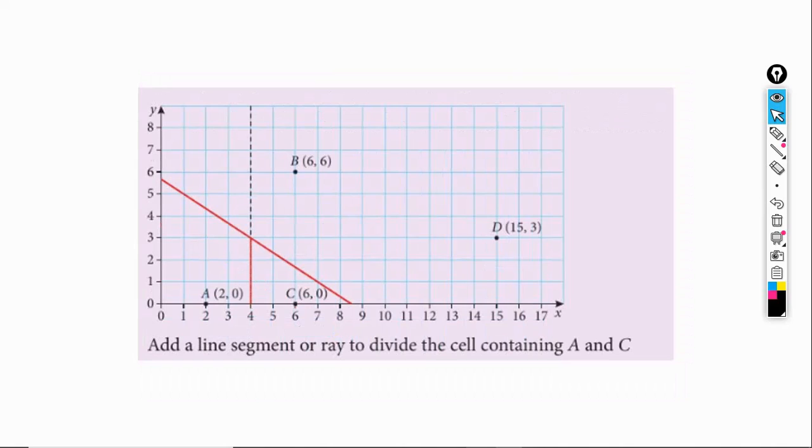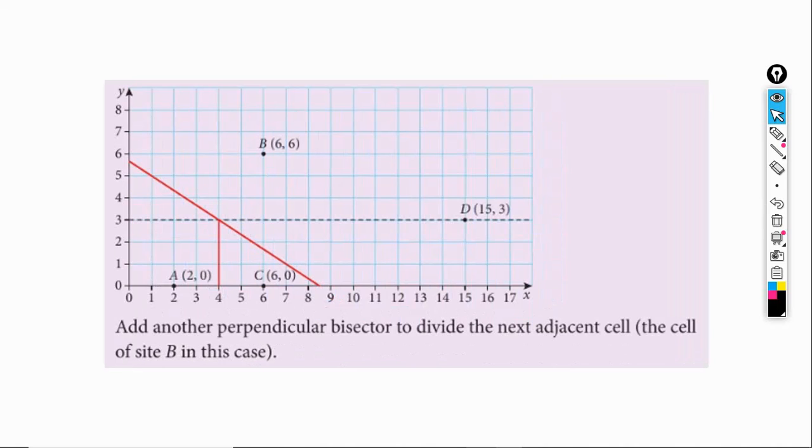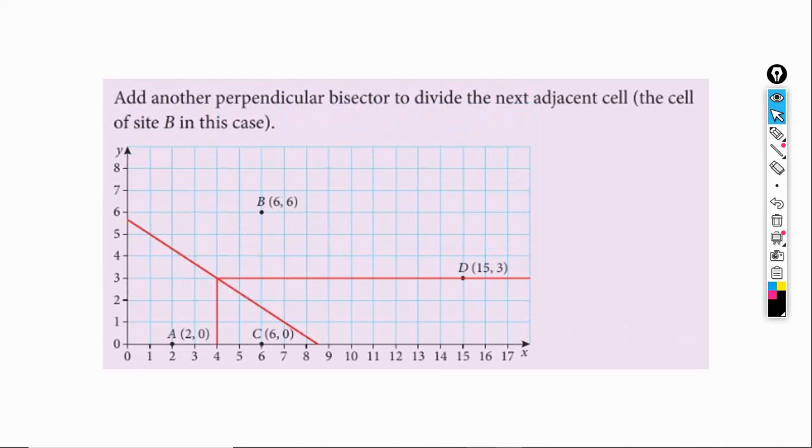Now, we should build another perpendicular bisector between C and B, and this is what you get. So that's a perpendicular bisector between C and B. It happens to go through point D, but that's just a coincidence. As we do this, we have to get rid of any part of the perpendicular bisector that is not necessary, right? And also we have to draw the red line, and this is what we get.